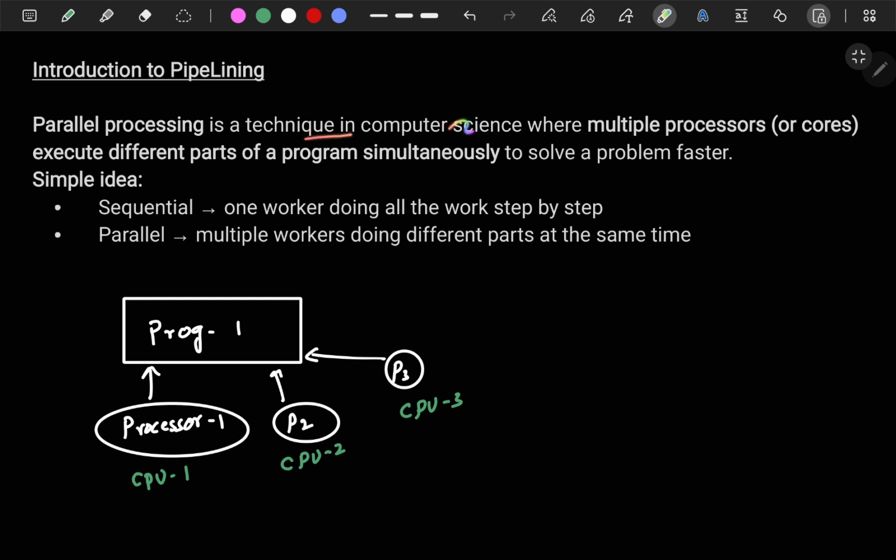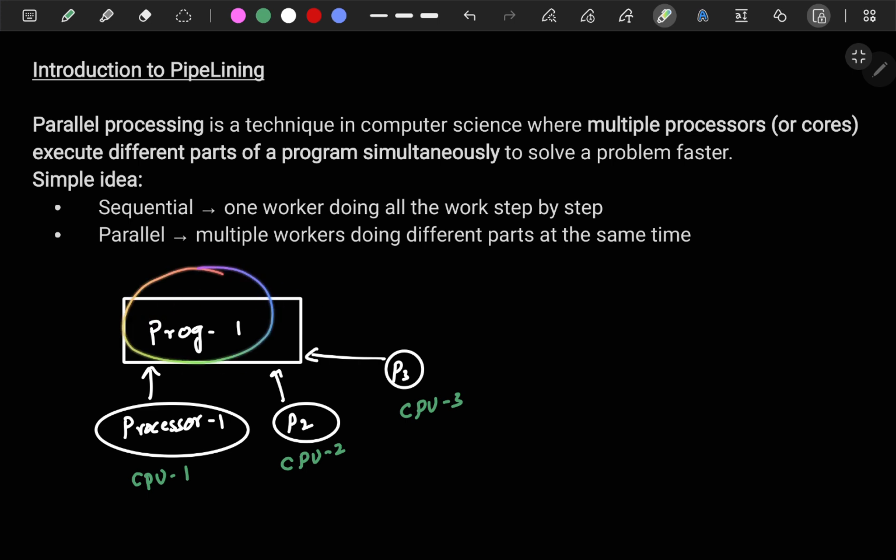Parallel processing is a technique in computer science where multiple processors or cores execute different parts of the program simultaneously to solve a problem faster. What it means is there would be one program, which might be written by a programmer. When that programmer starts to execute that program, there would be multiple processors, like processor 1, processor 2, processor 3, or you can call them CPU 1, CPU 2, or CPU 3. They will all start to execute this one program.